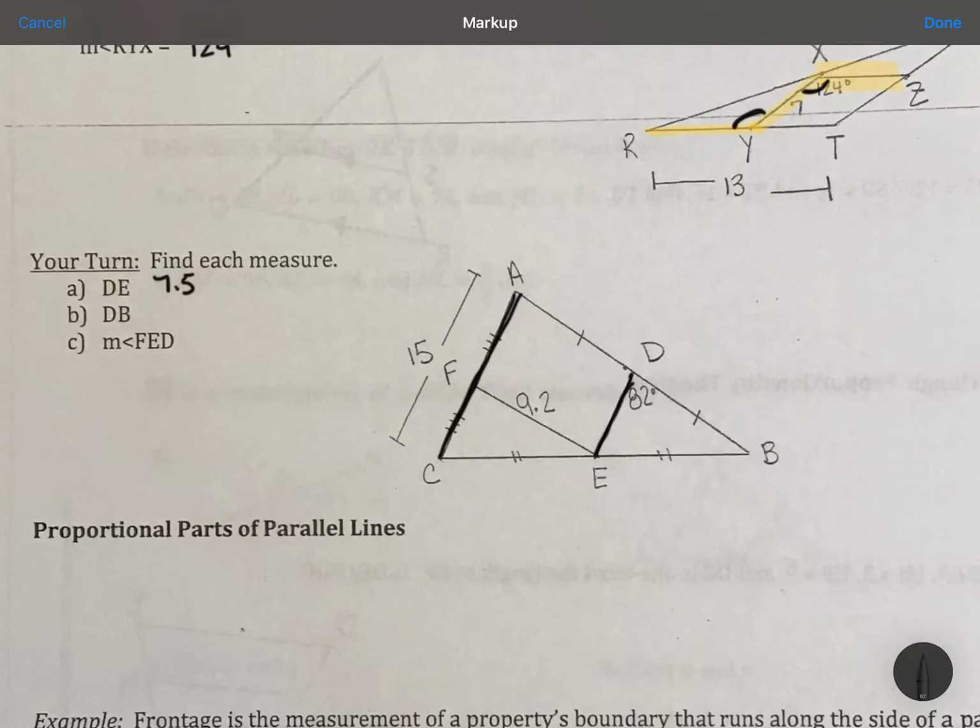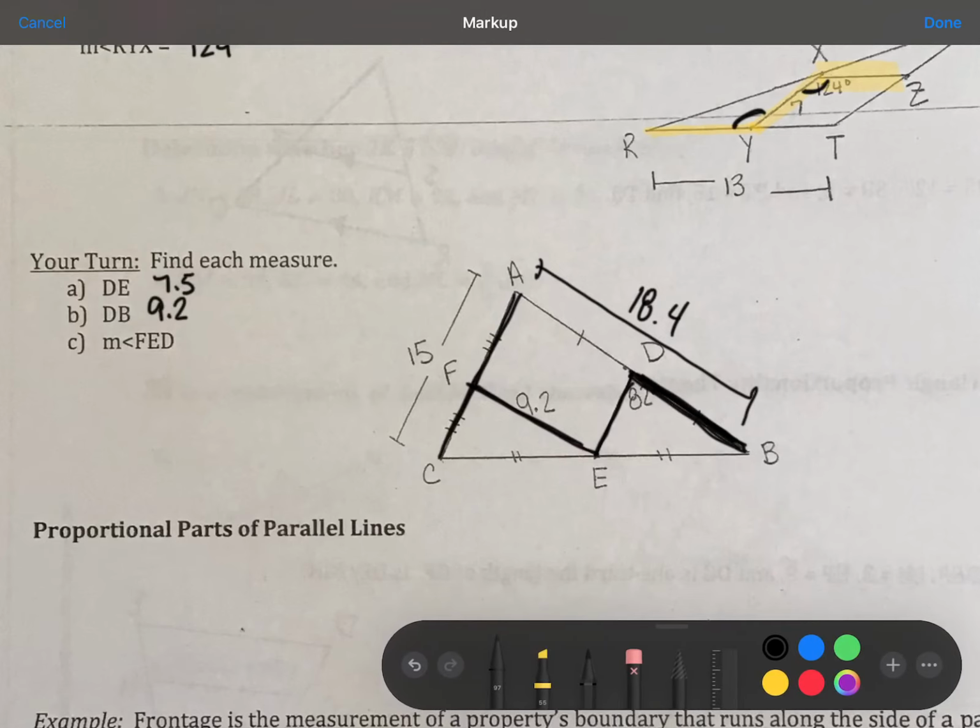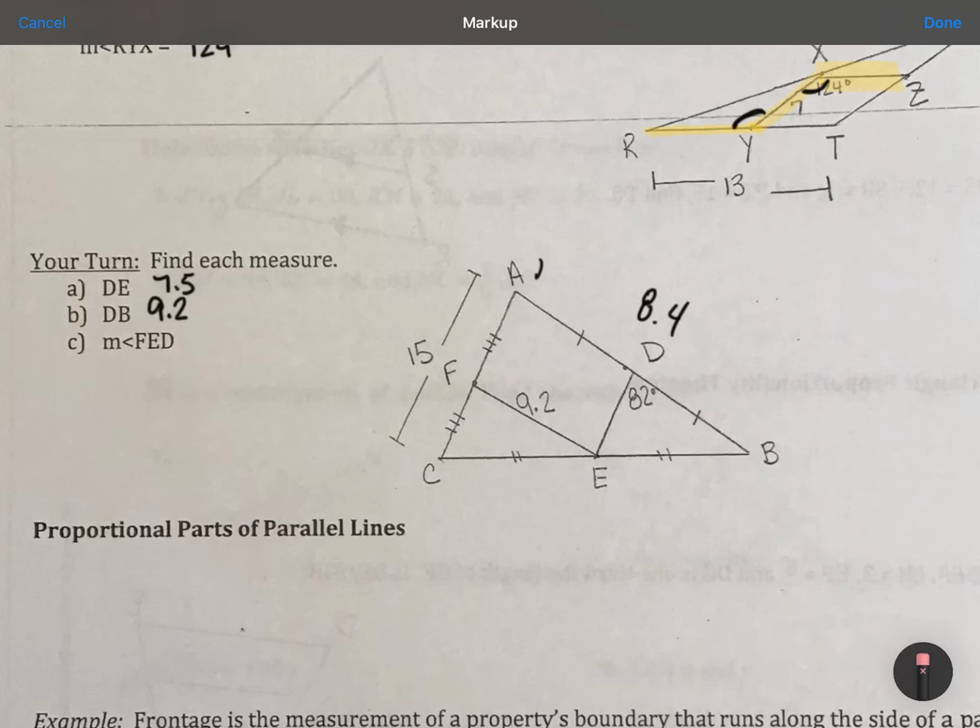Good. Now we're looking for DB. DB is parallel to FE. Well, this is going to be whatever 9.2 is doubled, 18.4, but I don't want 18.4. I only want half of that because I'm going from the midpoint to the other endpoint, so it's also 9.2. Did you get that one correct? Good job if you did.